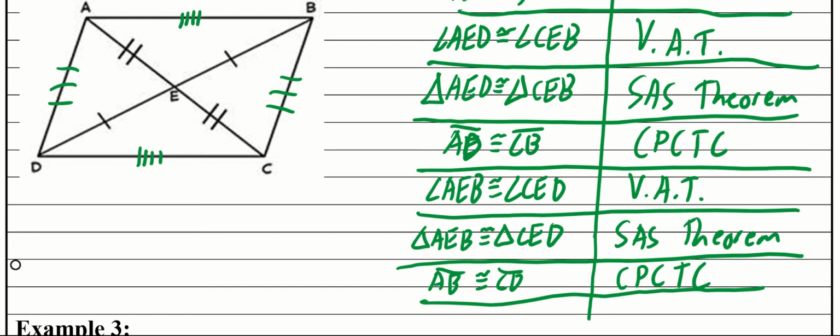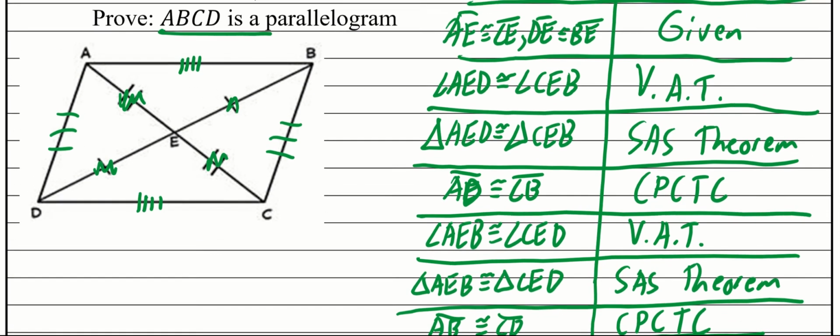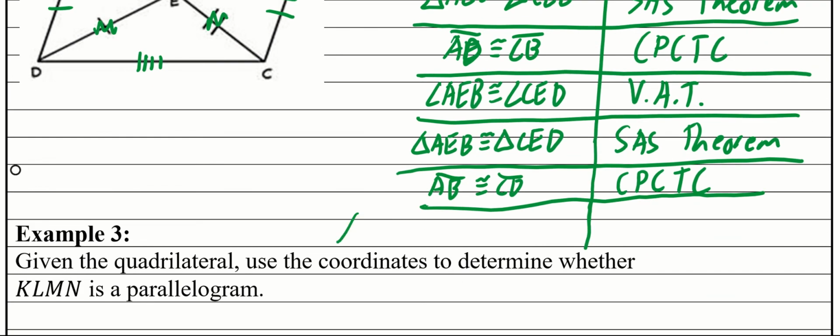And now if I look at this picture, if I just disregard the initial information I was given, I've now shown that the opposite pairs of sides of this quadrilateral are congruent. So if that is the case, that does match one of our theorems. So I can go ahead and say my final statement that I'm trying to prove, ABCD is a parallelogram.